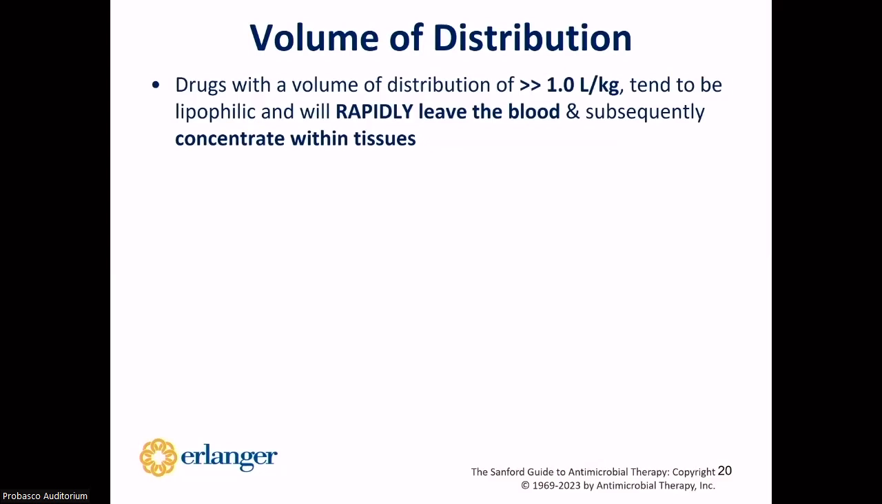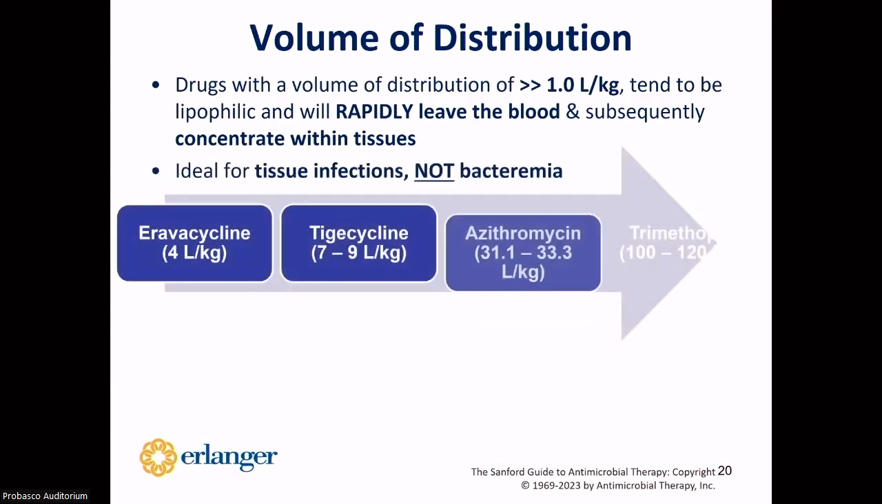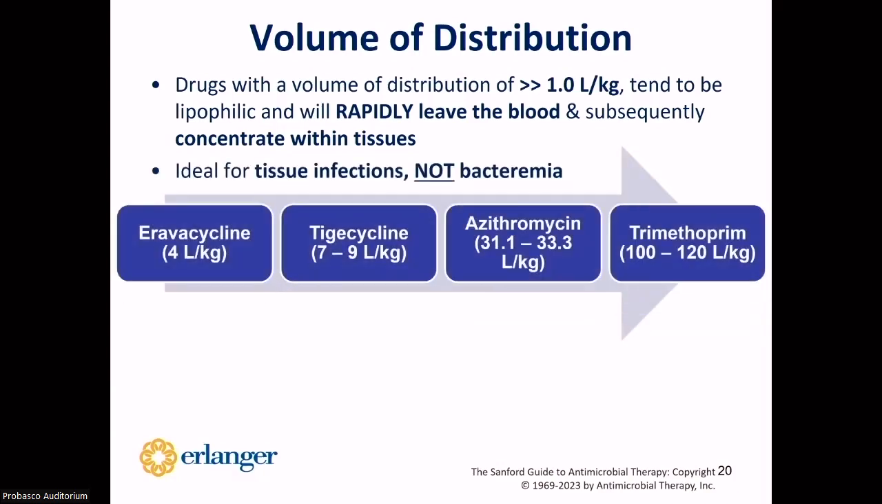So drugs with a volume of distribution much larger than 1 liter per kilogram tend to be lipophilic, and they will rapidly leave the blood and concentrate within tissues. That being said, they're ideal for tissue infections and not bacteremia. We have eravacycline, tigecycline, azithromycin, and trimethoprim.